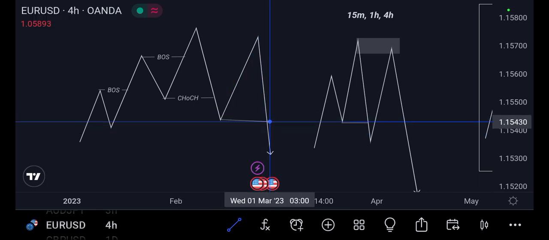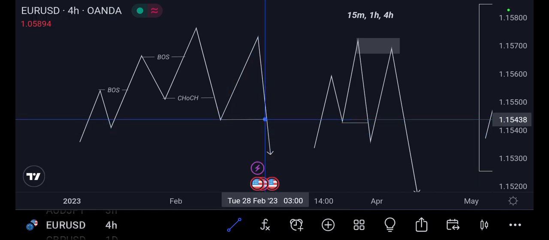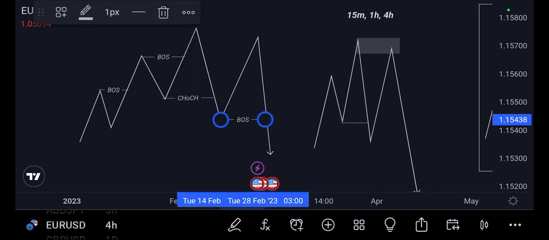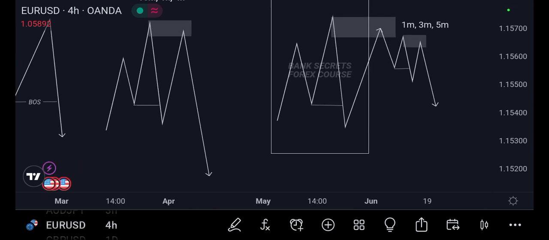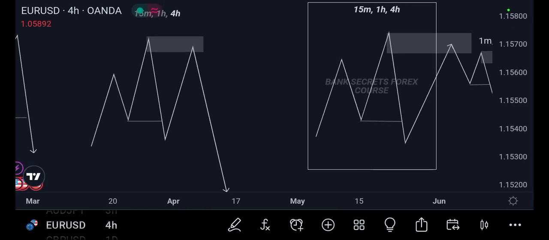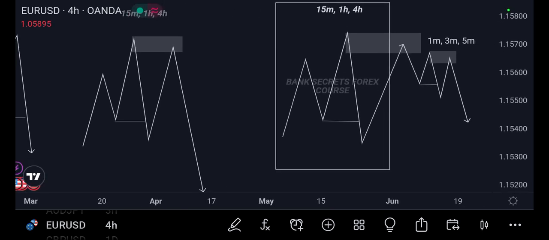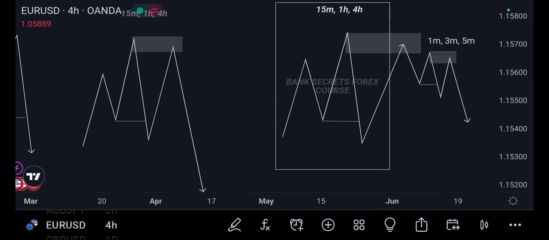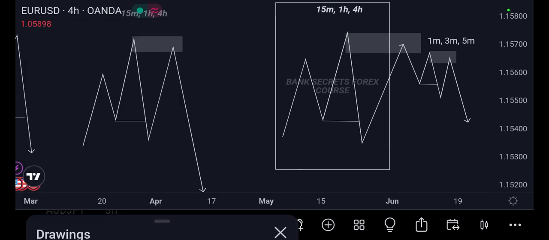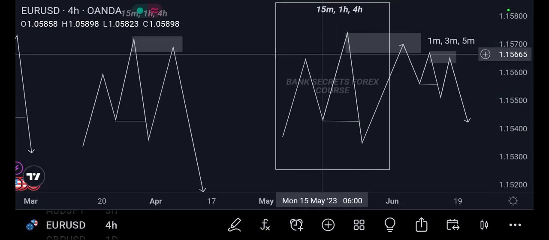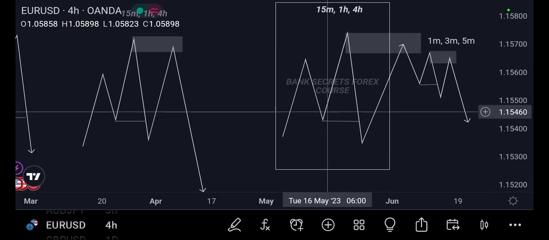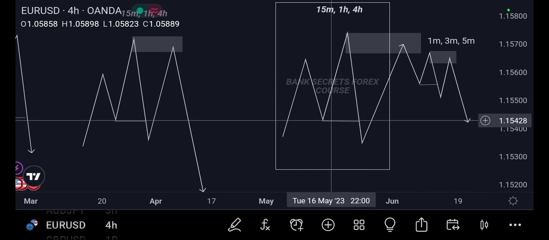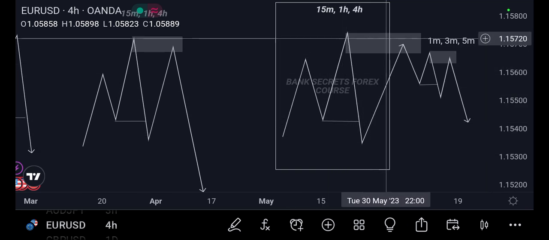Then after it gives the change of character, the next break we see will be a break of structure because it has already changed the trend to the downtrend. So there's no need to write change of character here too. What you simply do is mark that as break of structure. So for this move here, we're waiting for the break. There was a break of structure up here, but price failed to mitigate this zone. It broke structure to the downside, which is a change of character here. Then price started moving up.